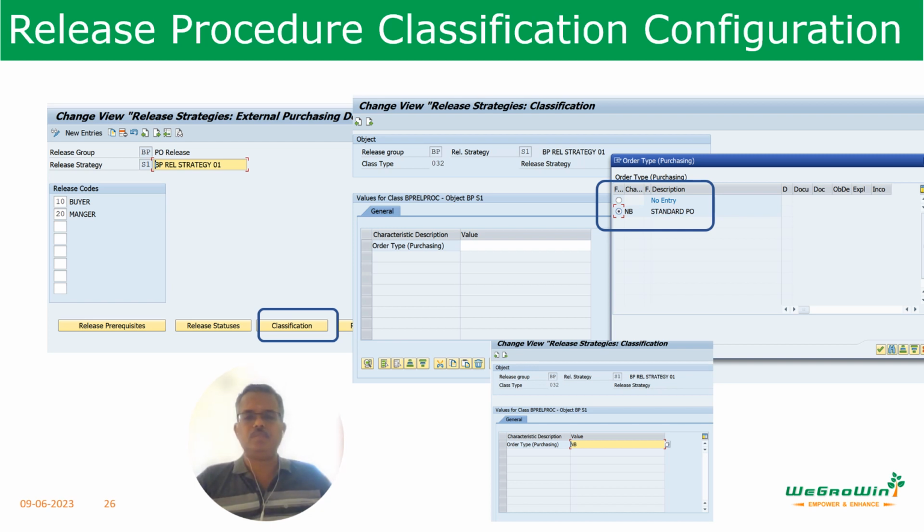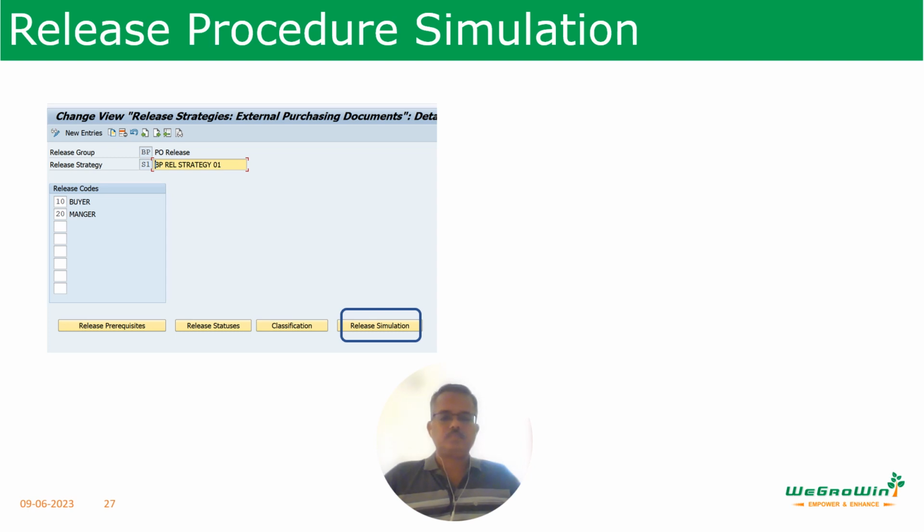For example, if it is a purchase document type NB, it will release a release strategy. See, I did not put the value here. For your practice, you can try this value and bring it here. And then, as shown here, we can also simulate the release procedure, right?